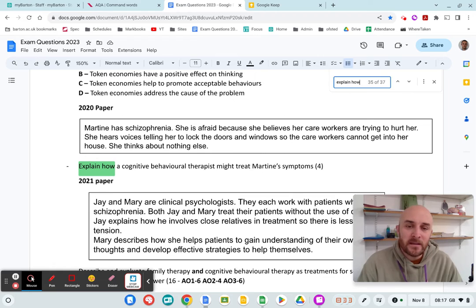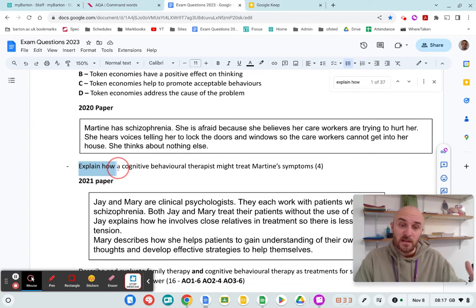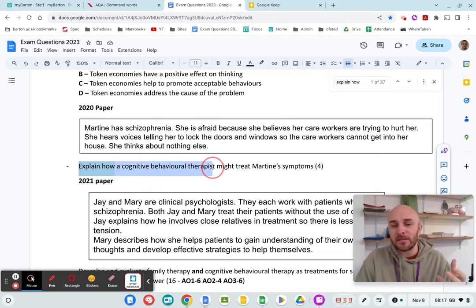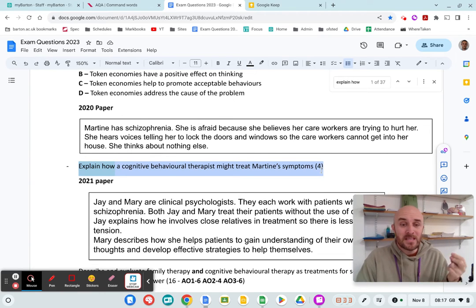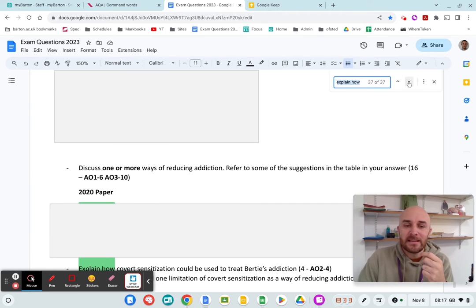Martine's got schizophrenia. She's afraid because she believes her care workers are trying to hurt her. She hears voices telling her to lock her windows, and so on. And the question here is explain how, so go through a process, explain how a CBT, cognitive behavioral therapist, might treat Martine's symptoms. So you're going to have to explain the process there in the context, the procedure of CBT in the context of Martine.